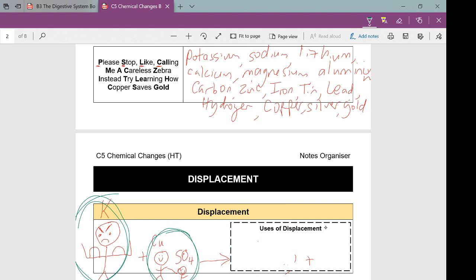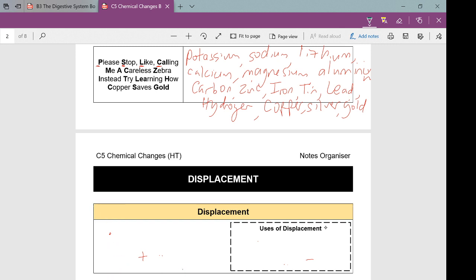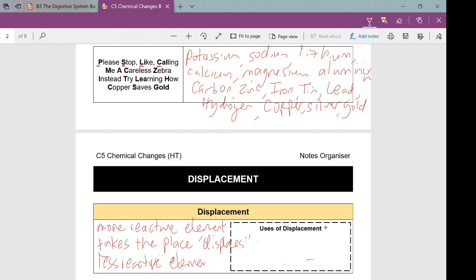So if I were to summarize it in notes, let me rub off my drawing here. What a shame. If I had to summarize it in notes, I would say: more reactive element takes the place of, or displaces, less reactive element in a compound.